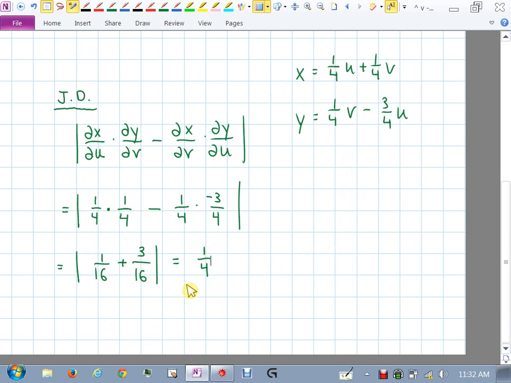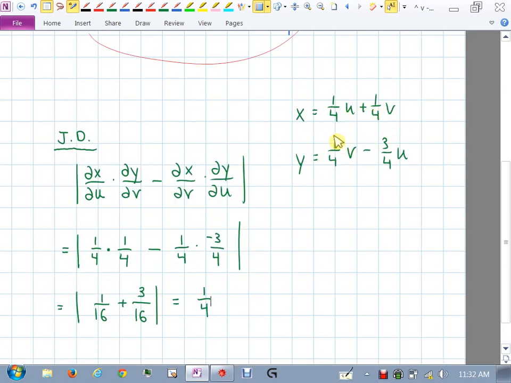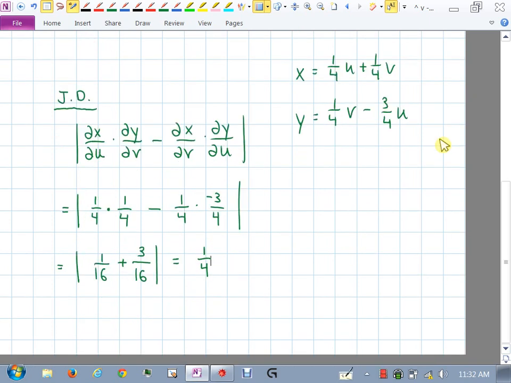Think about that. If this is linear, then when you take your partials with respect to u, the derivative will always be the constant in front of u, won't it? The derivative here will always be the constant in front of v. And if this is linear here, this derivative with respect to v would be a constant, derivative with respect to u would be a constant. So in the case that your transformation is linear, you should always have a Jacobian determinant that's just a constant.